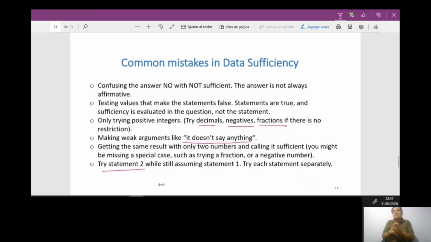If you follow these suggestions and you consider these characteristics of the data sufficiency question format, you will improve step by step. At the beginning, you will find it a little hard, but don't worry, because every person that has trained for the GMAT has a hard time getting used to this format. So just practice. Starting from the next class, we will give you homework.